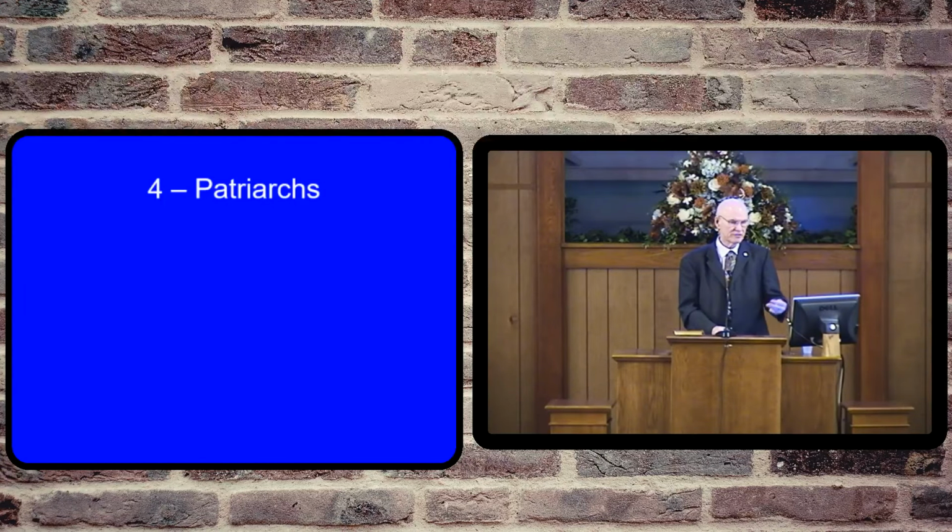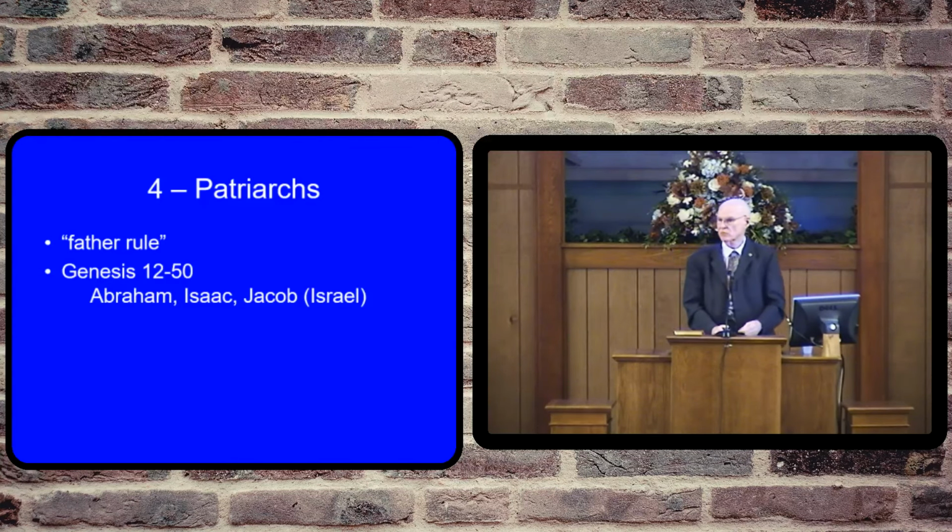The remainder of the book of Genesis, 12 through 50, is covered by the period of the patriarchs. Patriarchs simply means father rule. And the three that we know most about, of course, would be Abraham, Isaac, and Jacob. Jacob's name was changed to Israel.